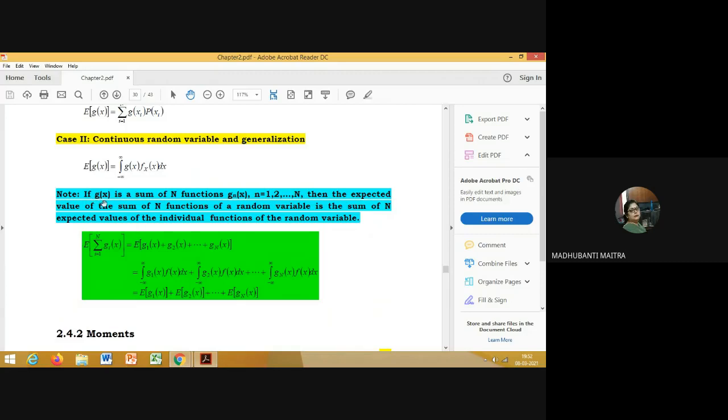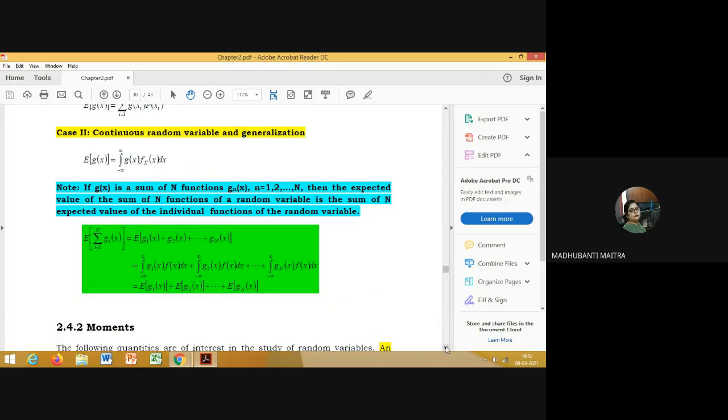So let's go through this point. Please note that if g(x) is the sum of n functions, then the expected value of the sum of n functions of a random variable is the sum of n expected values of the individual functions of the random variable. Just go through this point and this derivation and find out whether you have understood this or not.